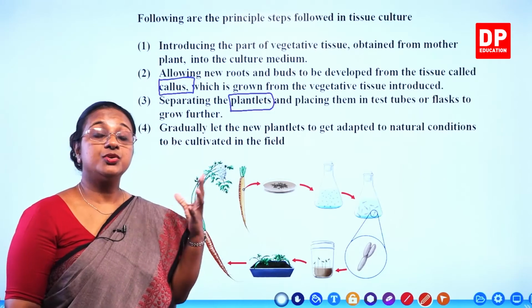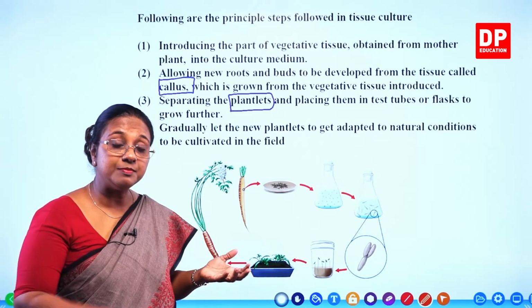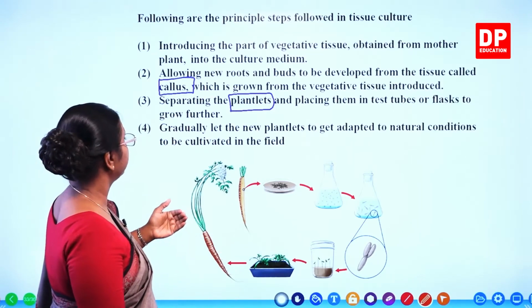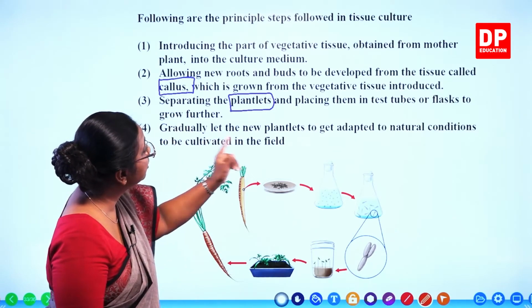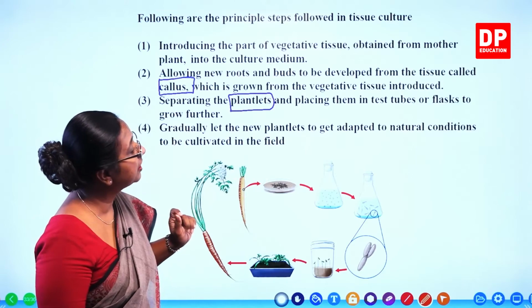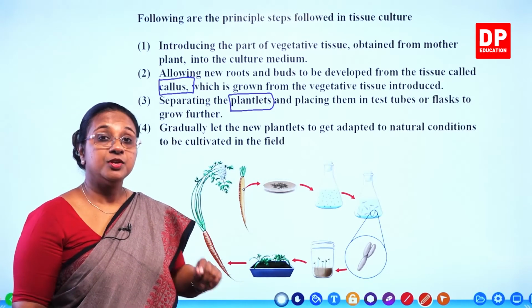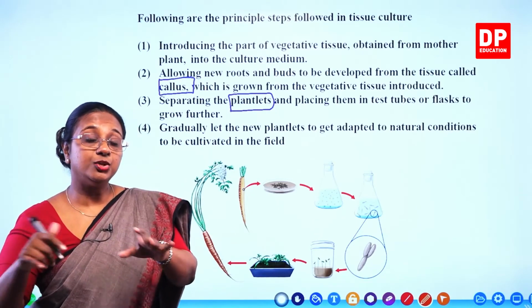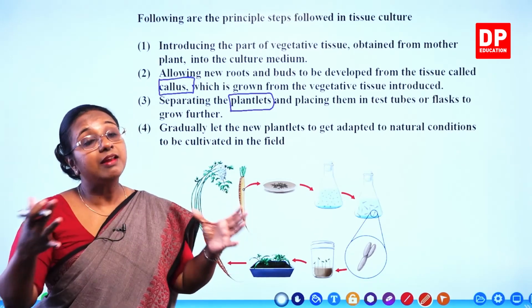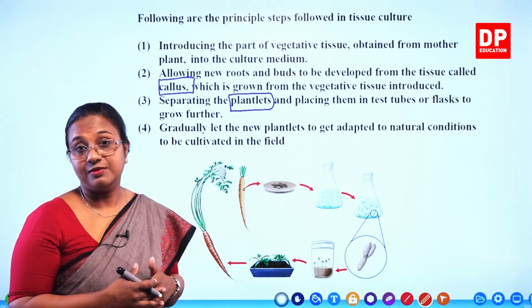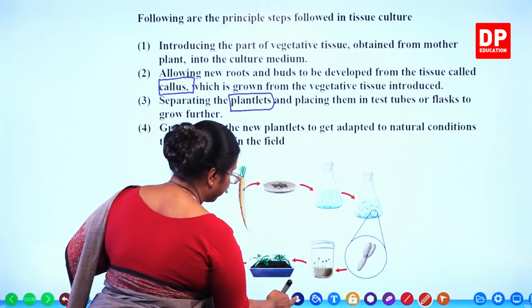And placing them in test tubes or flasks to grow further. So, initially we have the culture medium, then we transfer it into a flask or a test tube, and thereafter gradually let the new plantlets get adapted to the natural conditions to be cultivated in the field. So, then we transfer it into a soil containing tray, and thereafter it will be transferred to the natural environment. So, we will look at the steps again here.